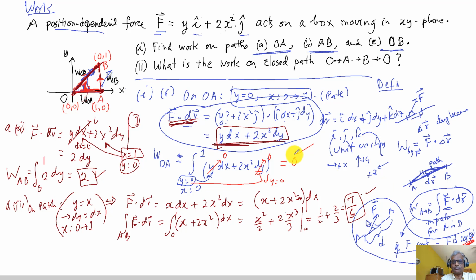Okay, so boxing up the answers. All right, so we got this, this, and this. You notice that if I go from O to A and A to B, so if I go from O to B, but I go on this path, let's call it path 1, and this one is path 2, I don't get the same amount of work. So W_OA plus W_AB is not equal to W_OB. All right, so notice that.